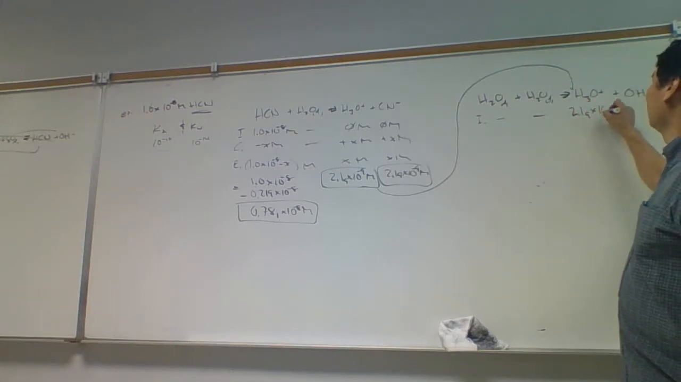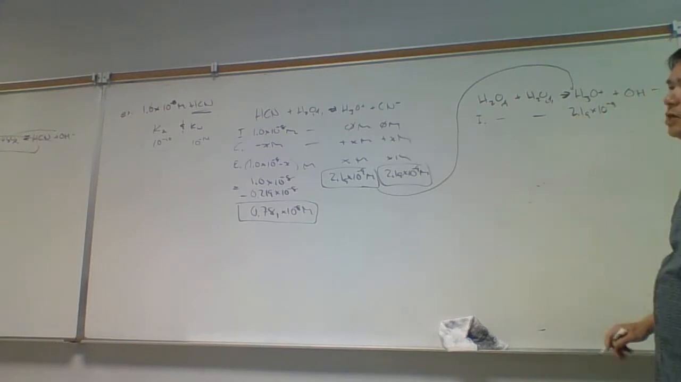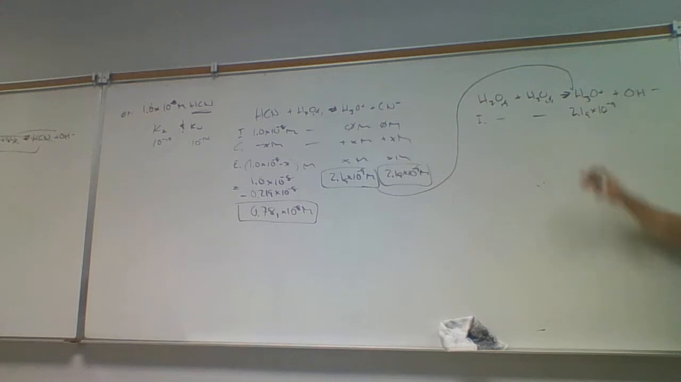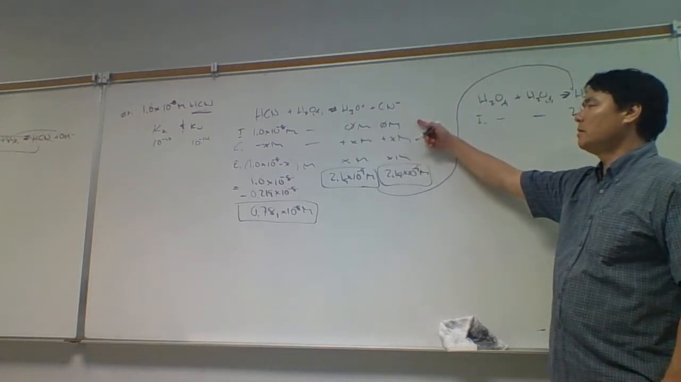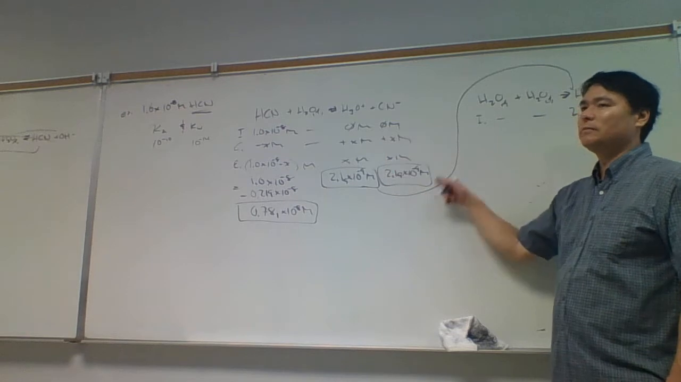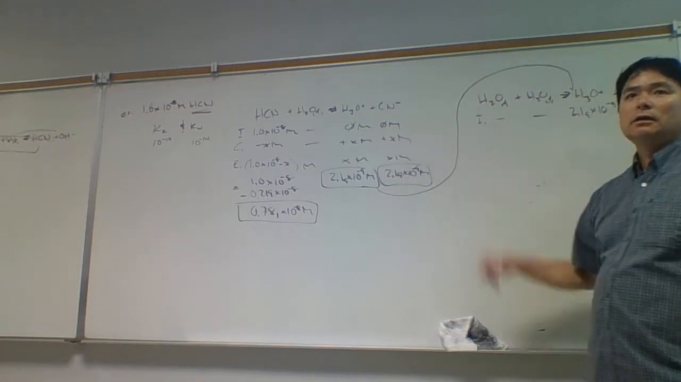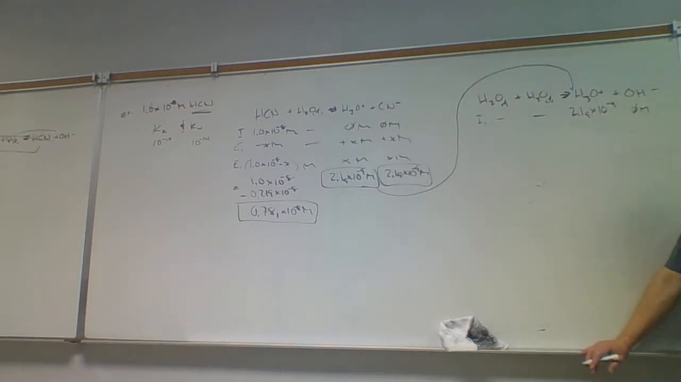In chapter 16, I call this kind of Le Chatelier's: increasing this is going to inhibit the forward reaction. This is 0 molar. In chapter 17, we call this the common ion. So step 2 has a common ion with step 1, and the common ion is hydronium. And the common ion has to be shown here.